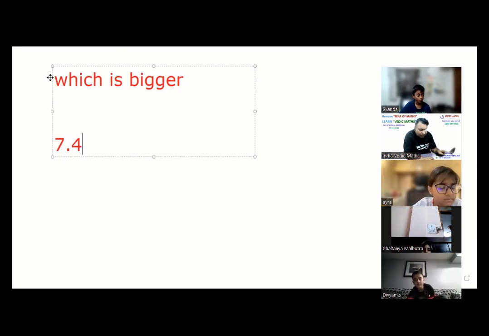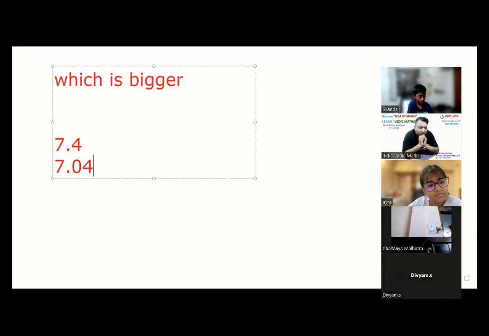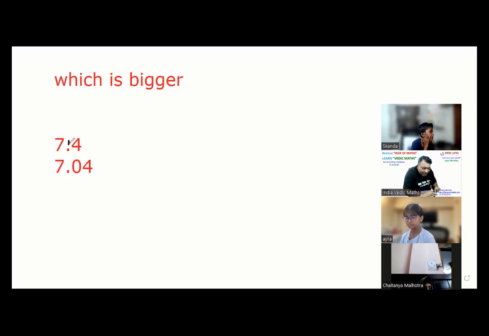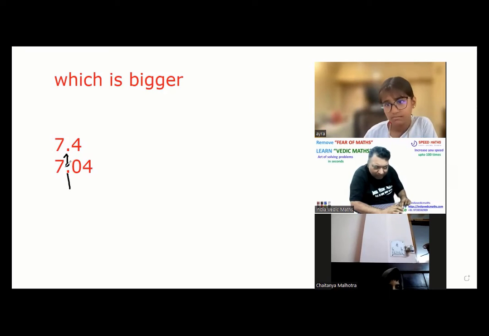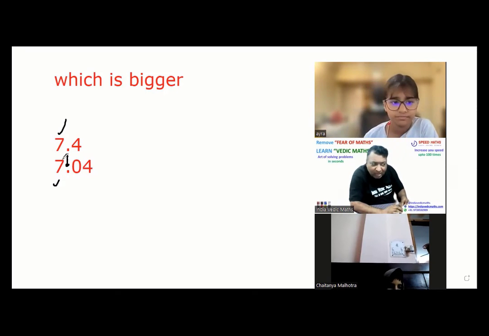Which is bigger, 7.4 or 7.04? So how do you compare the numbers? Which one is bigger, you think, guys? Both are same? Both are not. So the comparison rule, guys, listen very carefully, okay? First of all, put the decimal point below the decimal point. Cool. Everybody agree? Now start by first comparing the whole number. What is the whole number here? 7. Both are equal.